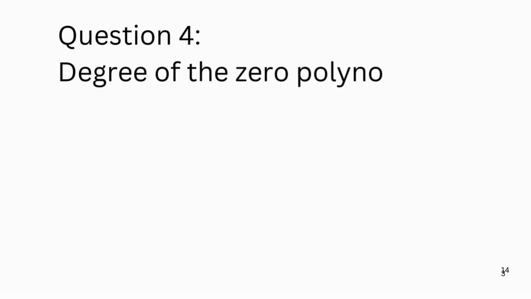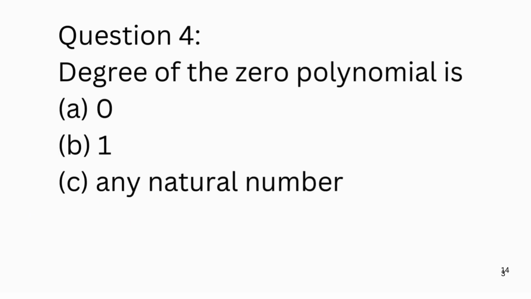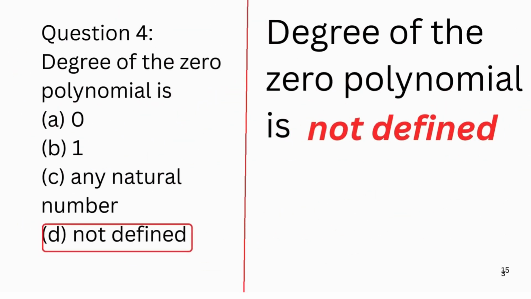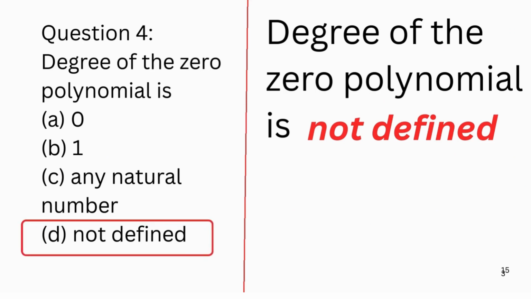Question 4. Degree of the 0 polynomial is a0, b1, c any natural number, d not defined. Degree of the 0 polynomial is not defined.